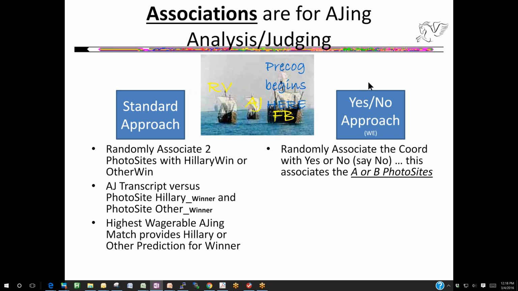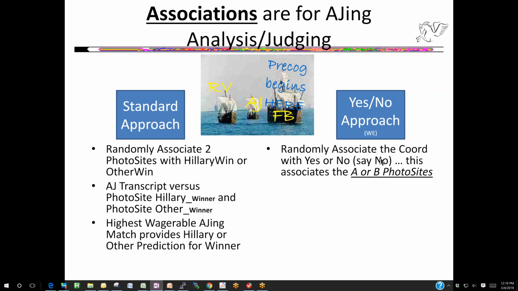Now, what we're going to be doing is really very, very similar. It's what we call the yes-no approach, using winning entanglements. And here there is this random association which keeps everything blind with the coordinate. And that coordinate will be associated with yes or no. So let's just say it's no for purposes of the example I'm going to be giving here.